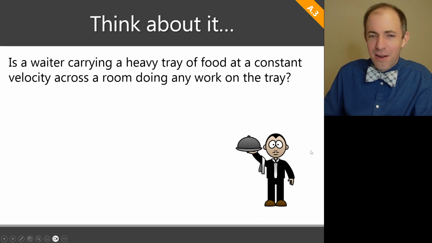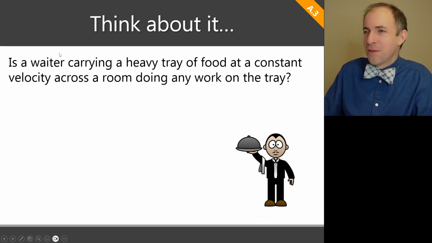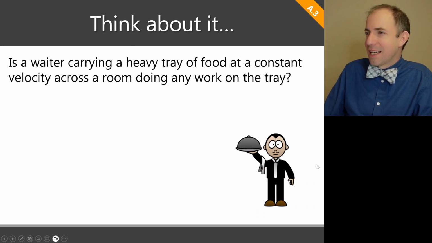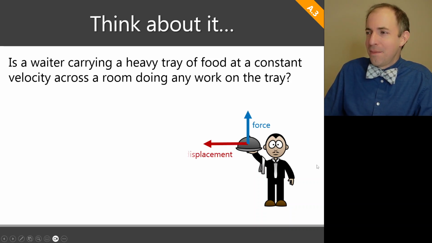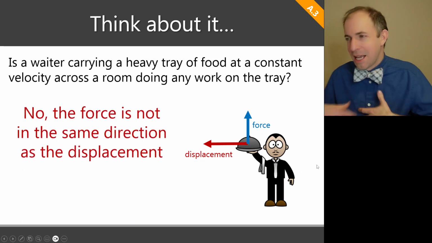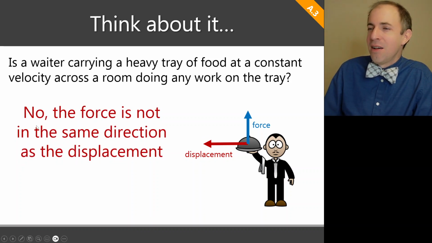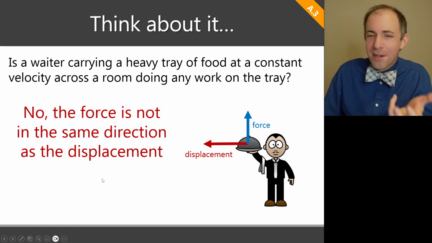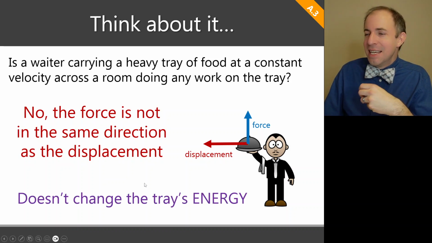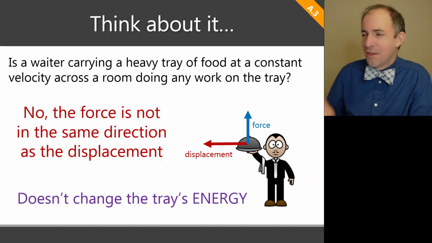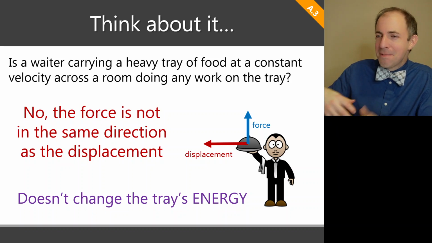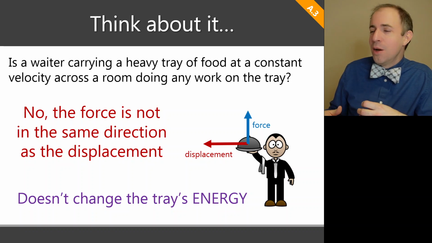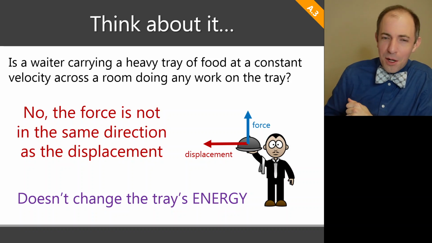And there are some scenarios where we are not adding or removing energy from the system. So this waiter carrying a heavy tray of food, constant velocity across the room, the force is up, the displacement is over once they are moving, so not accelerating at all anymore. We say that the force is not in the same direction as displacement, so no work is being done. Another way to think of it is it doesn't change the tray's energy. If the tray is moving at one velocity and is staying the same the whole time, the kinetic energy is not changing, which means there's no work being done.